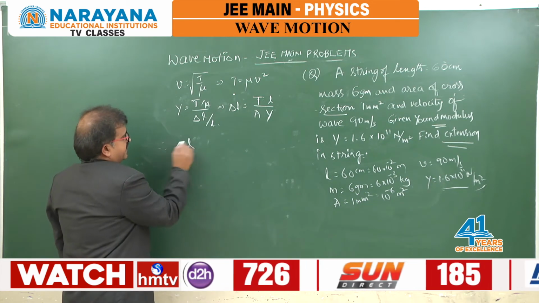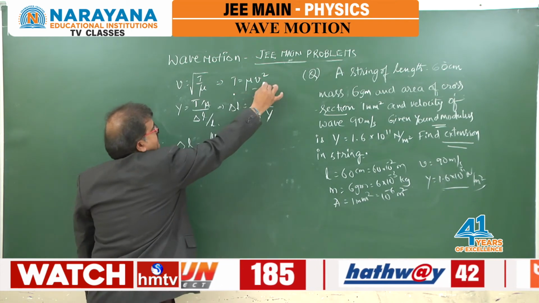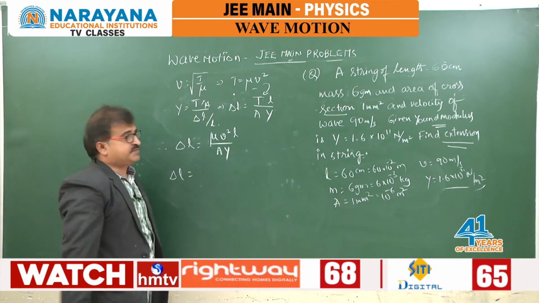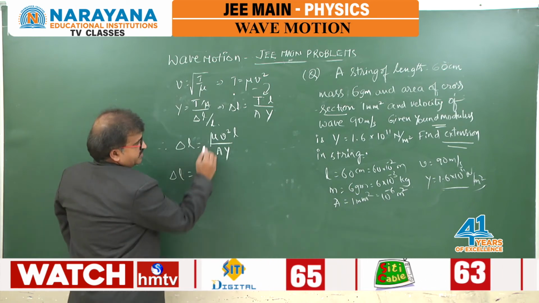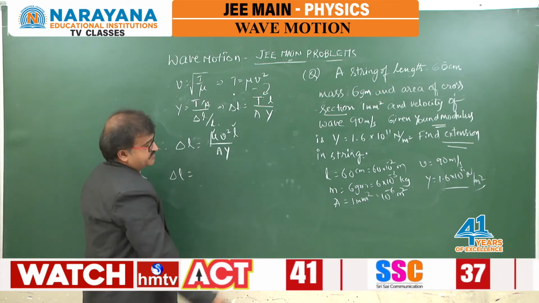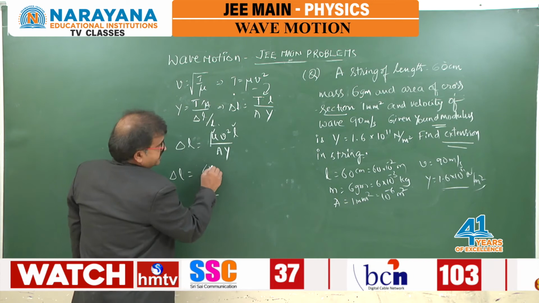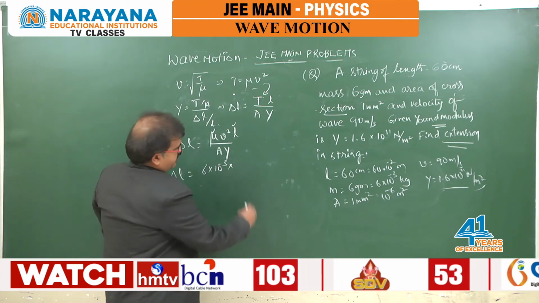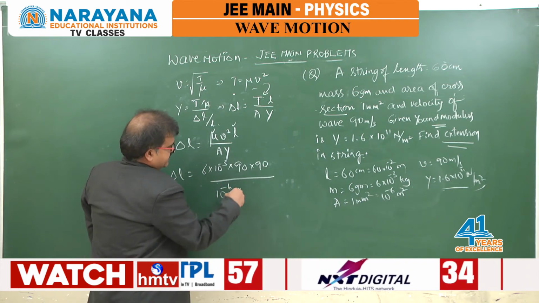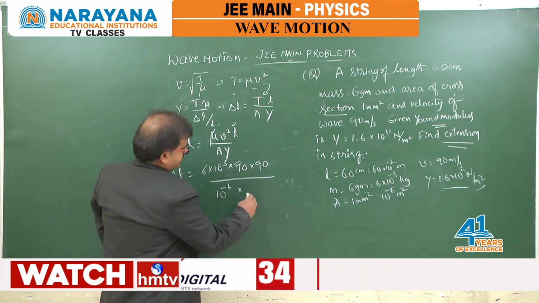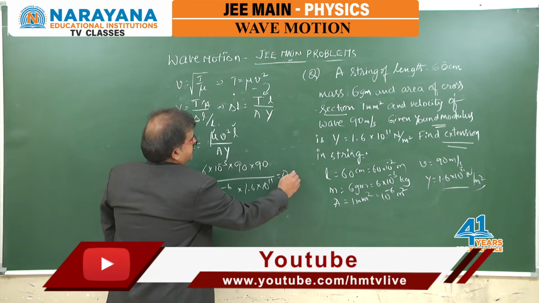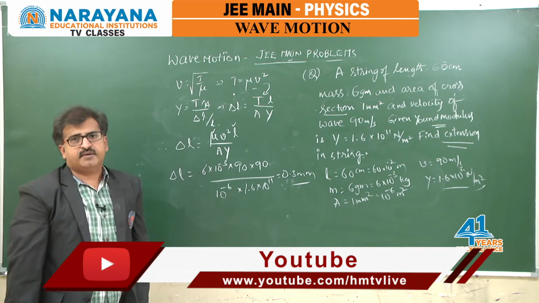So therefore delta L equals, substituting this here, mu v square L by A Y. Upon substitution of all the values, mu into L, mass per unit length multiplied by L, gives the mass, which is 6 into 10 power minus 3, velocity square 90 into 90, by area of cross section 10 power minus 6 into Young's modulus 1.6 into 10 to the power of 11. So the answer will be around 0.3 mm.